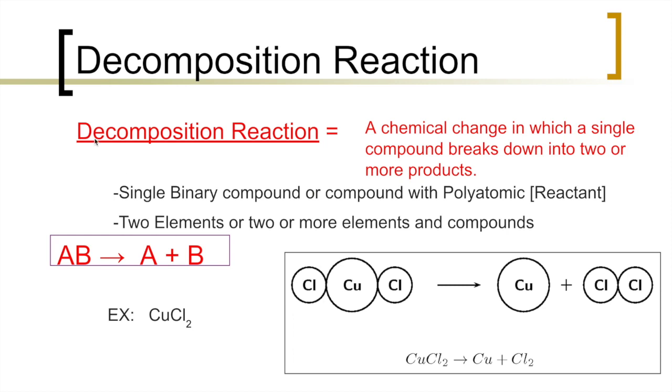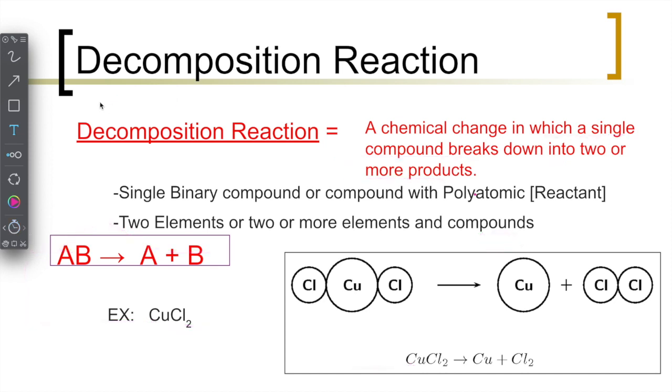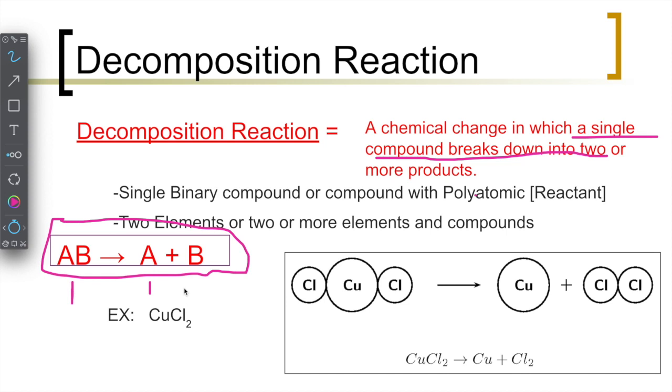Okay, next we have our decomposition reaction. This is the same thing as if you were to say to decompose, right? So to decompose means to break down. Think about decomposing dead things. They're breaking down. So it's basically the opposite of a synthesis reaction. You're taking a single compound, and you're breaking it down into 2 or more products. So in our AB diagram, you start with one thing, and you're breaking that down into its 2 separate parts.